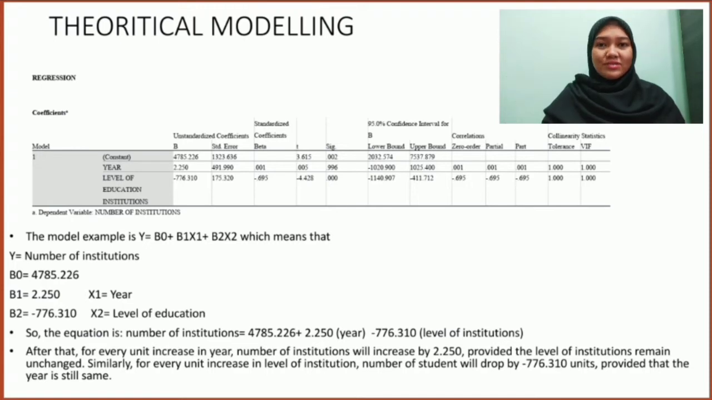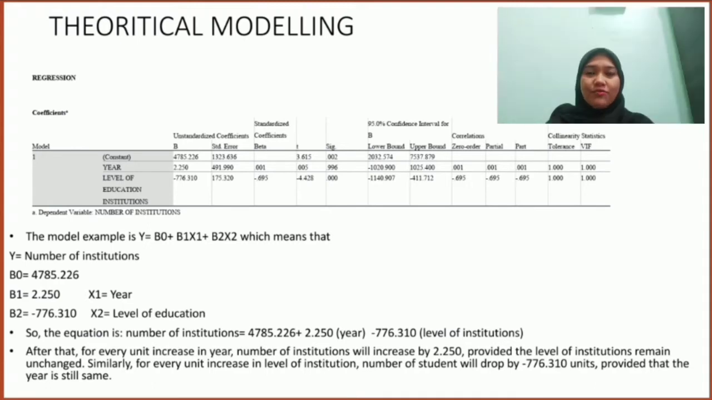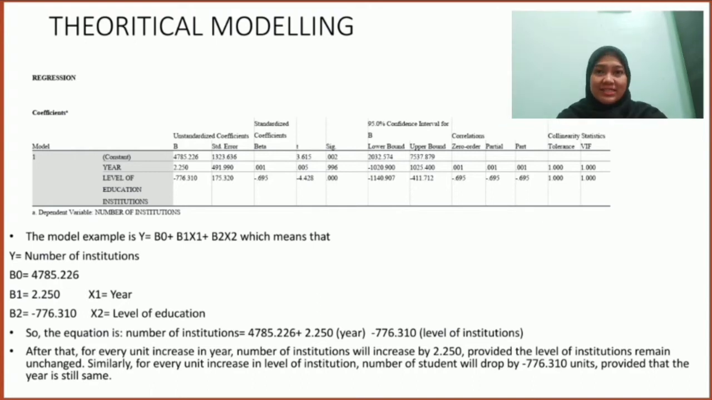For this presentation, I will present number 5, which is about theoretical modeling. For theoretical modeling, we have to come up with regression analysis. As we can see from the table, the model is y equal to b0 plus b1x1 plus b2x2, where y is the number of institutions.